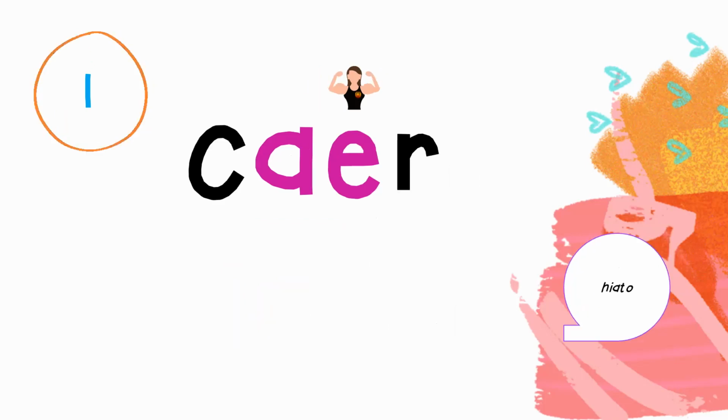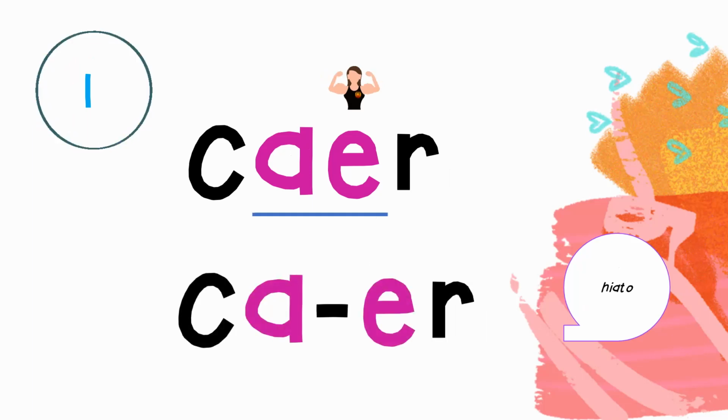Let's see another case. In the word caer, we have two vowels together again. But what happens here? Both vowels are strong. Each time that in a word you have two strong vowels together, they have to separate. That's a must. Remember, how do we call separation of vowels? Hiato.